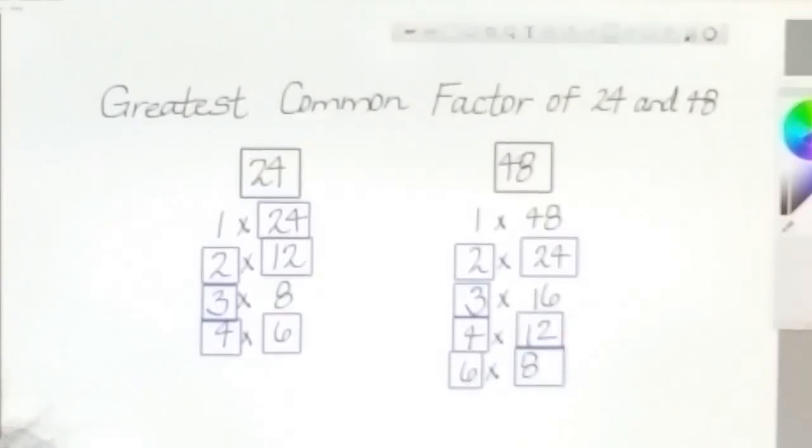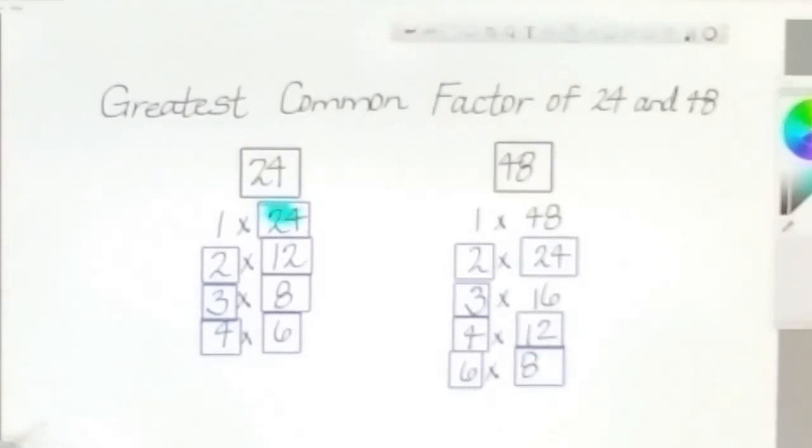So these have a lot of common factors. We want to know the greatest of the common factors, the biggest of the common factors. And of course, that would be the 24.